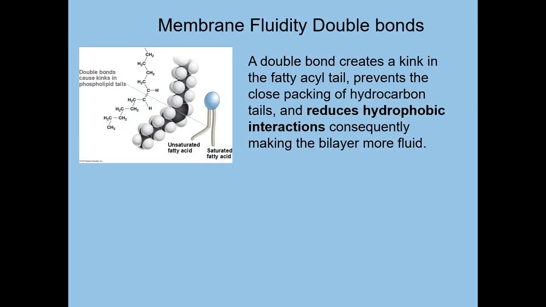A second important factor is the presence of double bonds in the fatty acid tails. When there is a double bond between carbons, the lipid is said to be unsaturated with respect to the number of hydrogens that can bond to the carbon atoms. A double bond changes the shape of the fatty acid tail and prevents the close packing of hydrocarbon tails and reduces hydrophobic interactions, consequently making the bilayer more fluid.